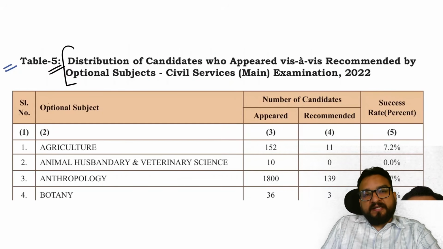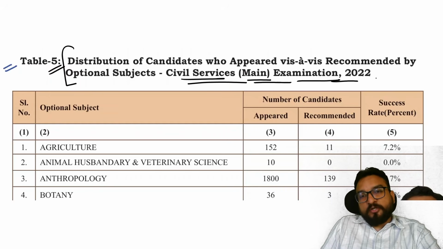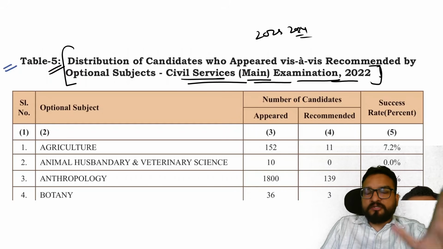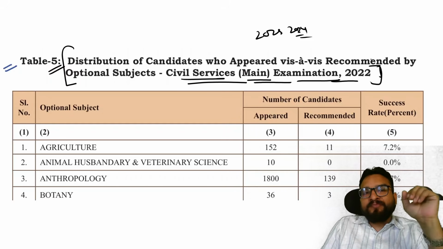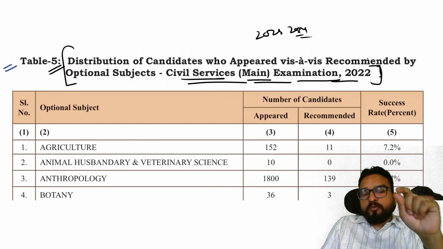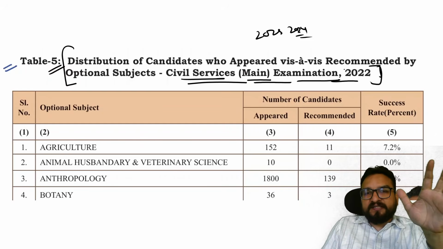They have highlighted how many... this is the latest data of civil services, meaning 2022. They have not updated it for 2025 or 2024. This is the official data which they have published on their website. You can also check it out. In that, they have mentioned one table showing how many students appeared in the 2022 mains examination with what optional subject.